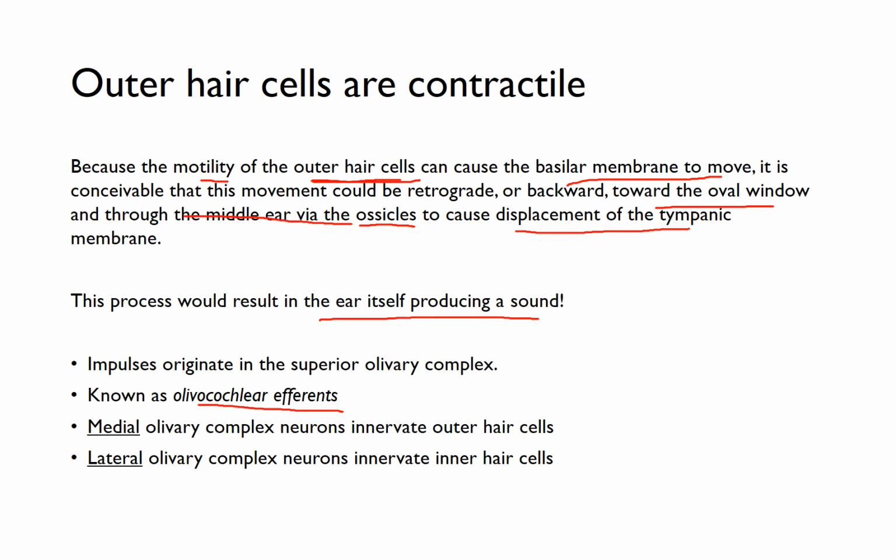The impulses that originate from these olivocochlear efferents originate from the superior olivary complex, which is why it's called olivo. It arises from the olivary complex, particularly the superior olivary complex, and goes to the cochlea. So that's why it's called olivocochlear efferents. And then the medial branches of that complex innervate outer hair cells, and the lateral branches innervate inner hair cells.